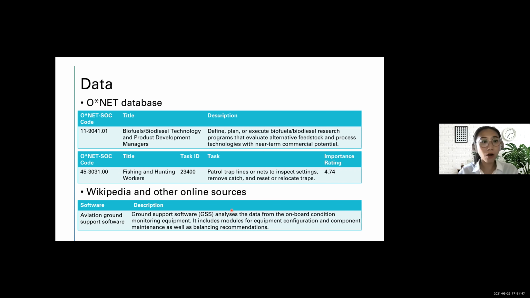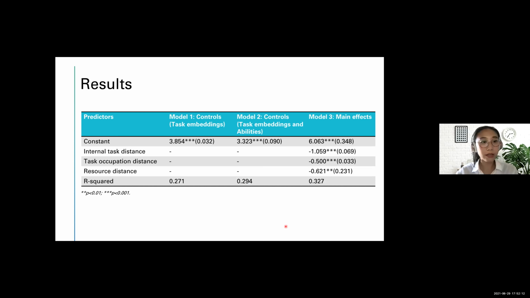We can transfer all of these textual data into high dimensional vectors by using text embedding techniques. Here we actually use the Universal Sentence Encoder to embed all of these textual data. And then having the vectors, we can calculate the distance between each two of these entities. After we have all of these distances calculated, we can test our hypotheses with regression models.